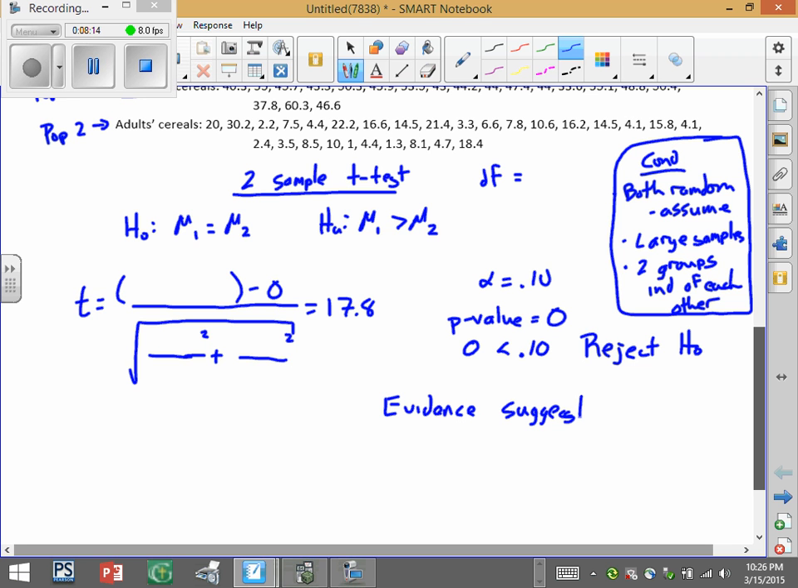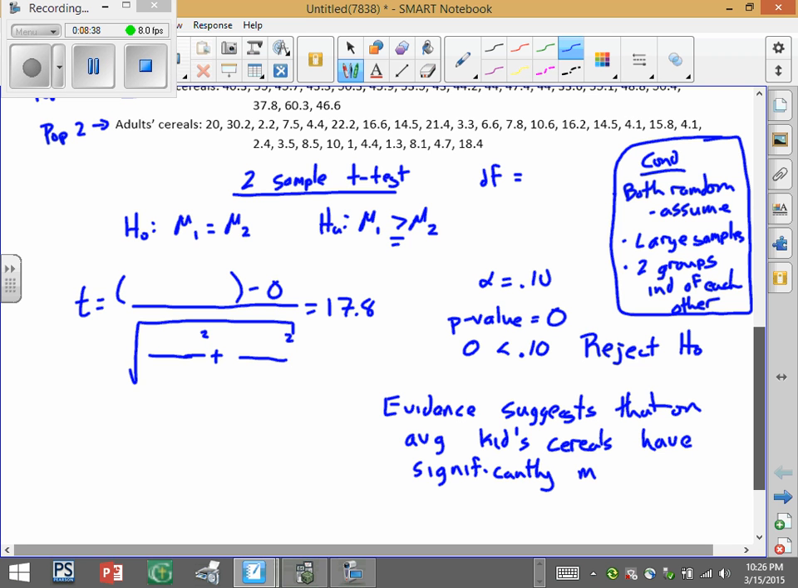and here we actually claimed a difference, right? We claim that children's cereals, shockingly, have more sugar than adult cereals on average. Kids cereals, and we don't just have to say more. We can say have significantly more sugar than adult cereals. And now it's just a matter of filling in all the gaps.